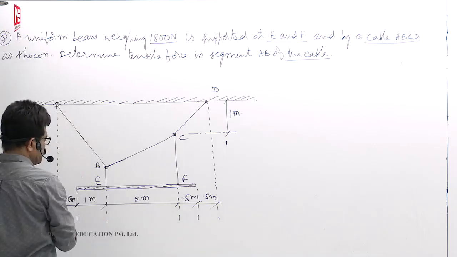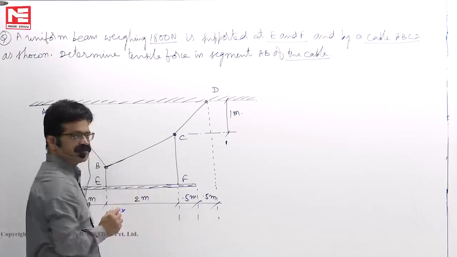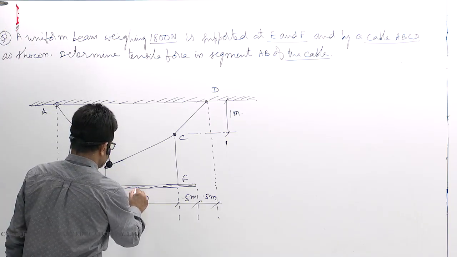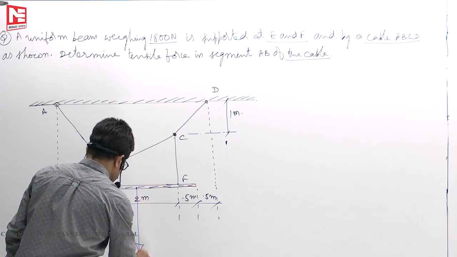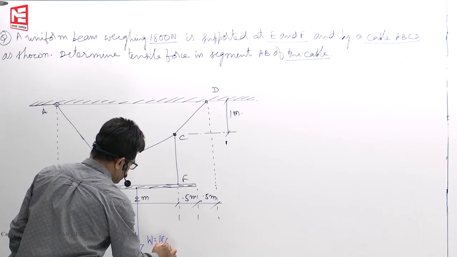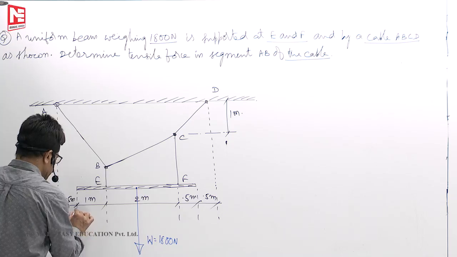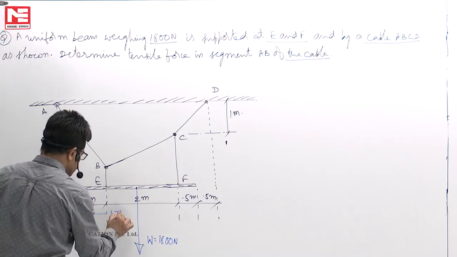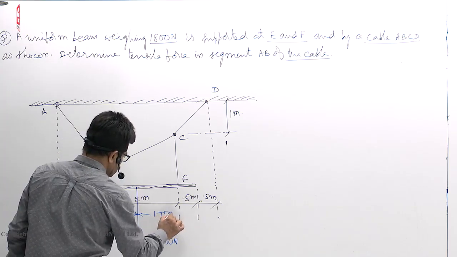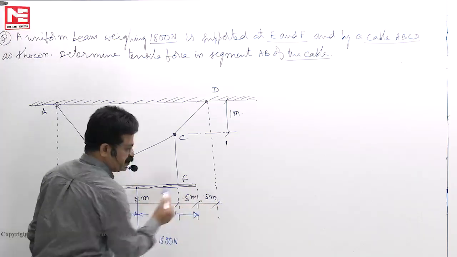See here, what is the total length of the beam? 1 plus 2, 3 plus 0.5, 3.5 meters. That means center will be somewhere here. This is the weight of the beam, 1800 Newton. Now 3.5 meters means from here to here it is 1.75 meters and this is also 1.75 meters. Okay. Now 0.5 meter here, 0.5 meters here.